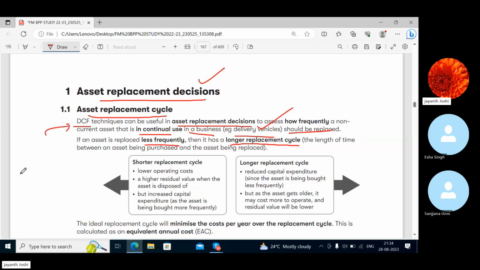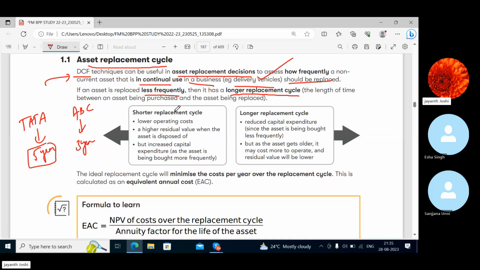Let's say there's a delivery van of Tata company and a delivery van of some ABC company. You replace the Tata company's delivery van once in 5 years, and you replace the other in 3 years. Shorter replacement cycle, longer replacement cycle. If you have a longer replacement cycle, I'll take Tata. Shorter replacement cycle, I'll take ABC. When you have a shorter replacement cycle, your operating costs are less. Why? Because you are spending money for a shorter period of time. There is also a high scrap value when the asset is disposed.